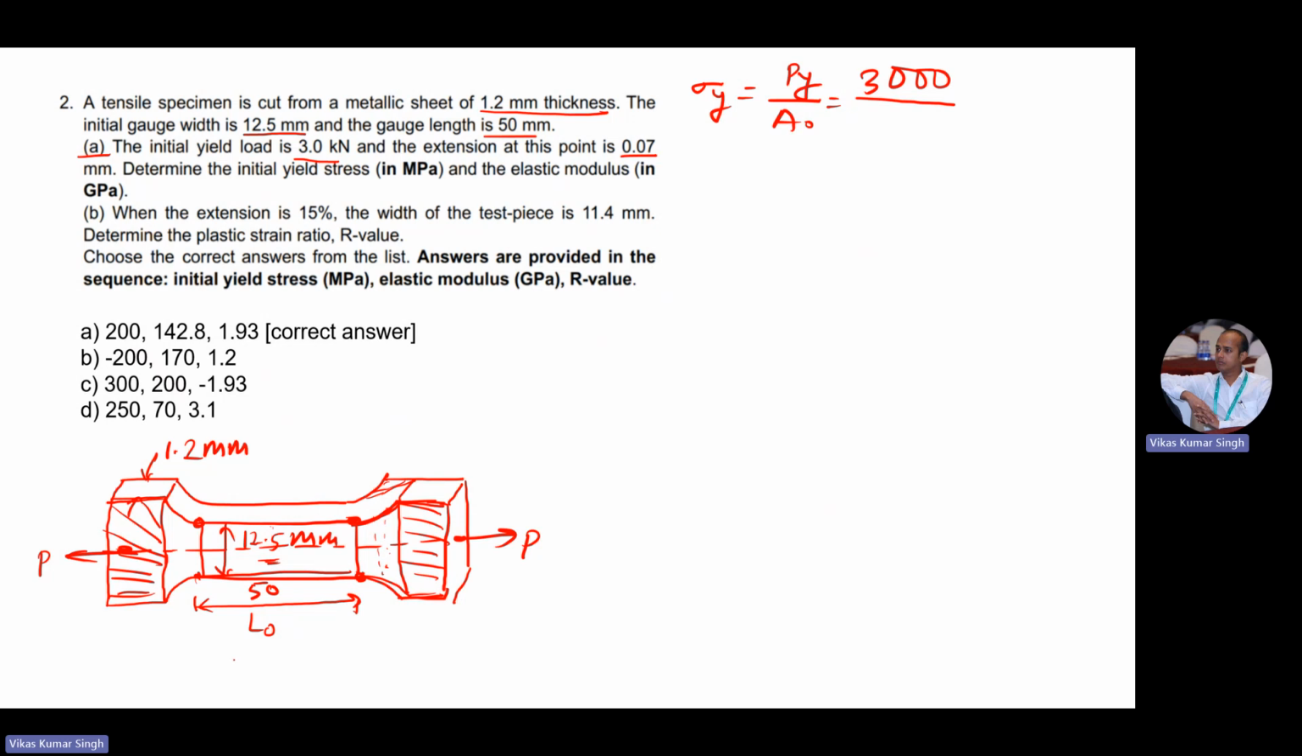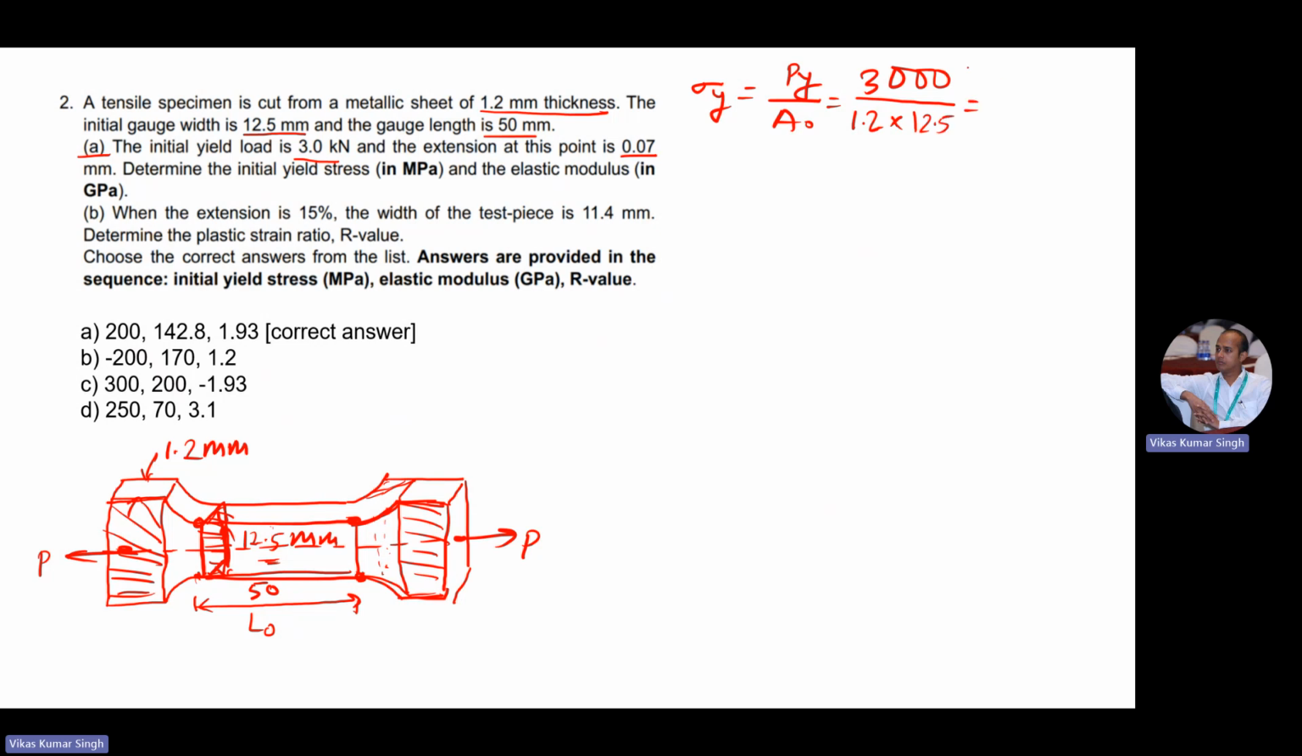What is the cross-sectional area? The cross-sectional area over here will be this cross section. Okay, this cross section, if you see, is the cross section of this thing, like this. So that cross section is thickness into width. The thickness is how much? 1.2. And the width is how much? 12.5.